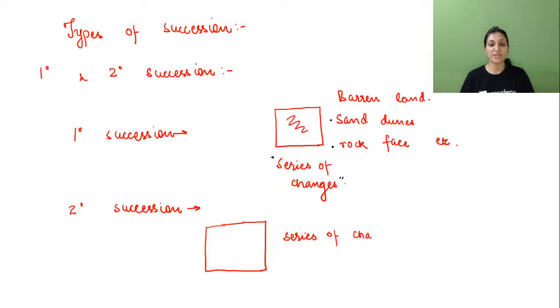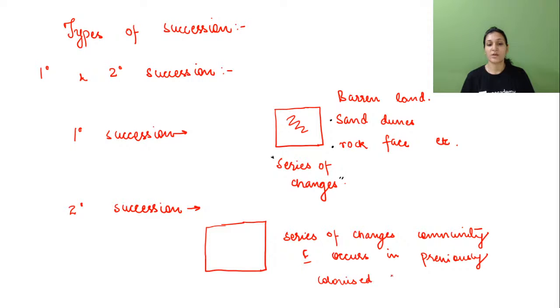Series of changes in community which occurs in a previously occupied or previously colonized habitat. It's called secondary succession.